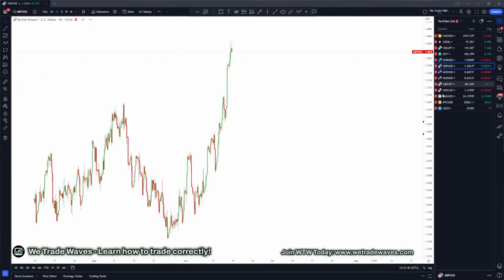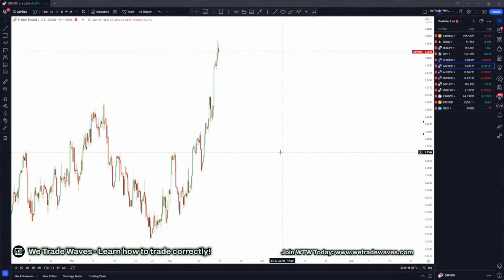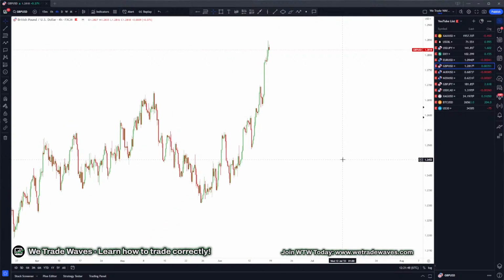Let's go now to pound dollar. Pound dollar was one of our trades of the week as well, and for this one, I took a loss personally. The first trade was from here to the downside. If you remember, 1.26 levels. The market touched 1.26 here.